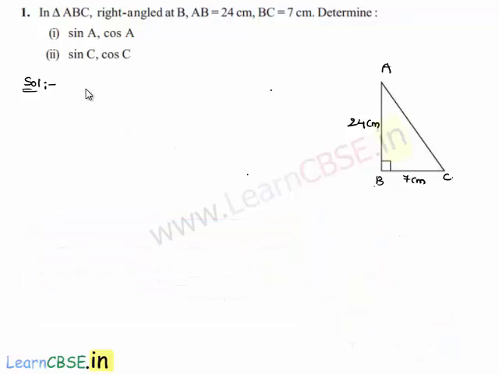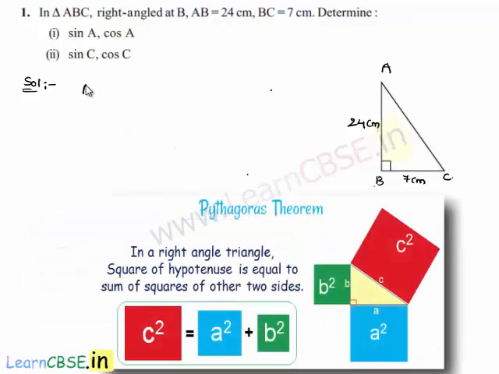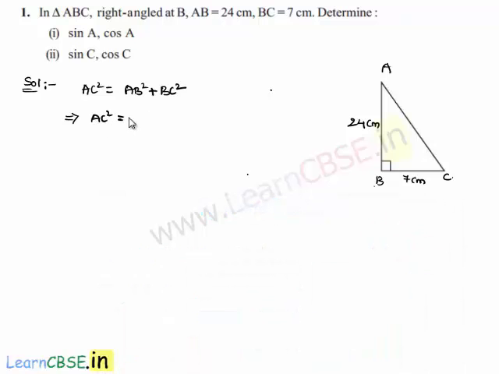From Pythagoras theorem, we know that the square of the hypotenuse is equal to the sum of squares of the other two sides in a right angled triangle, which implies AC square is equal to AB square, which is 24 square, plus BC square, which is nothing but 7 square.